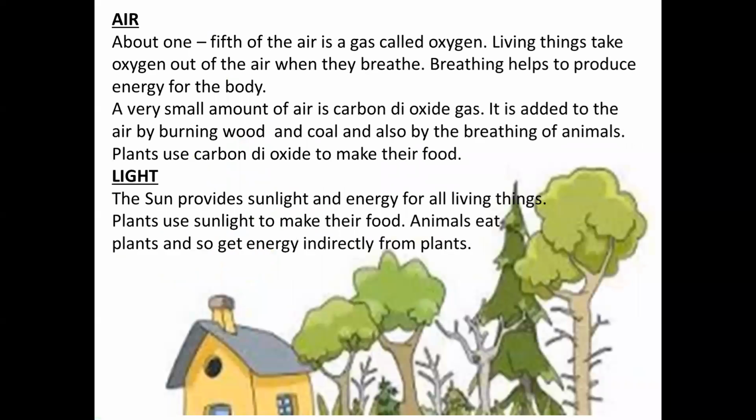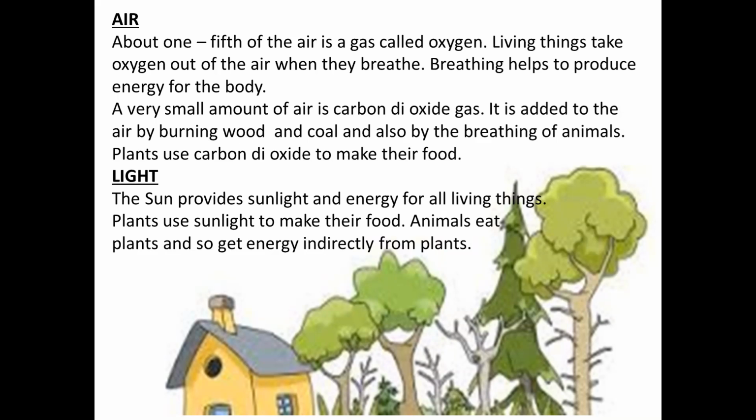So what is next? The next component is air. About 1/5 of the air is a gas called oxygen. Out of the whole mixture of the air, 1/5 part is oxygen. It means that this oxygen is very important for us.